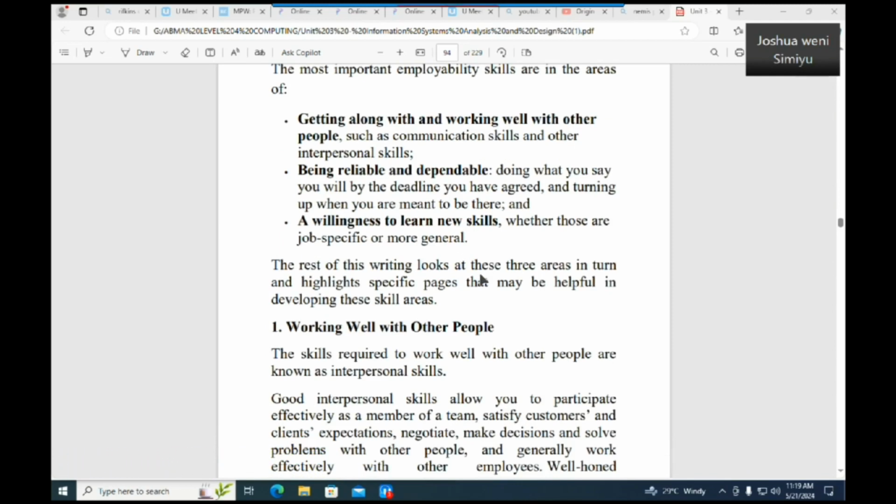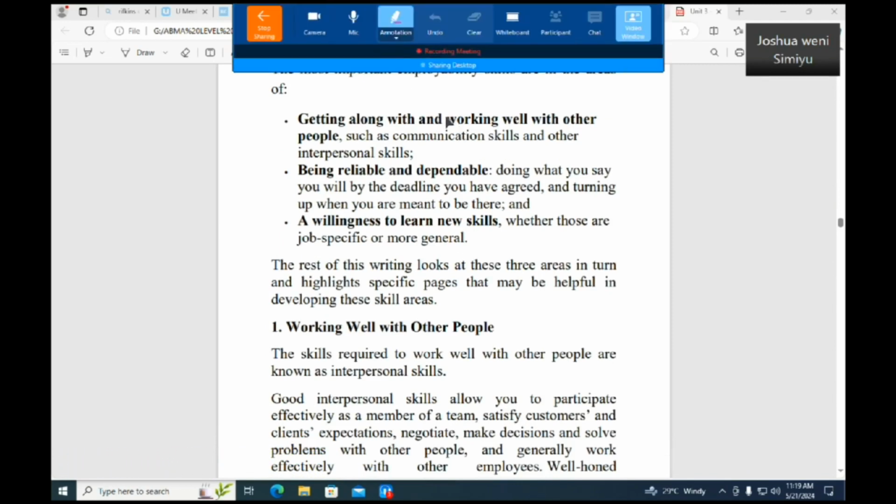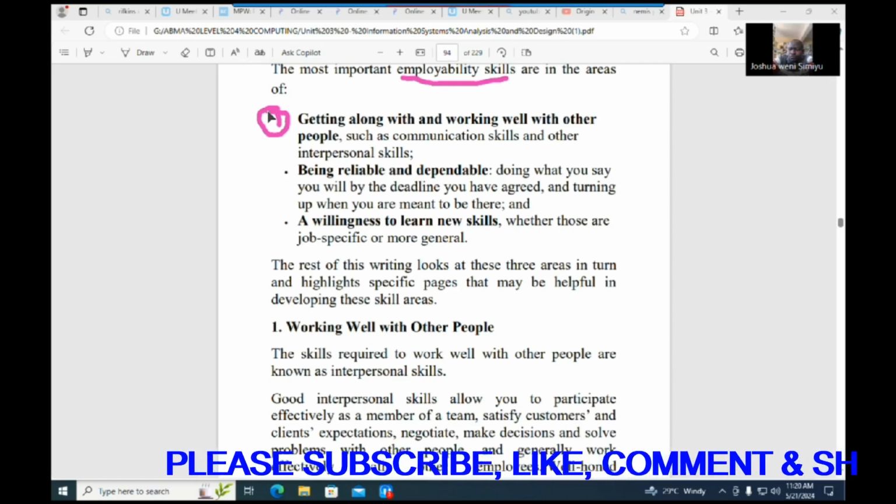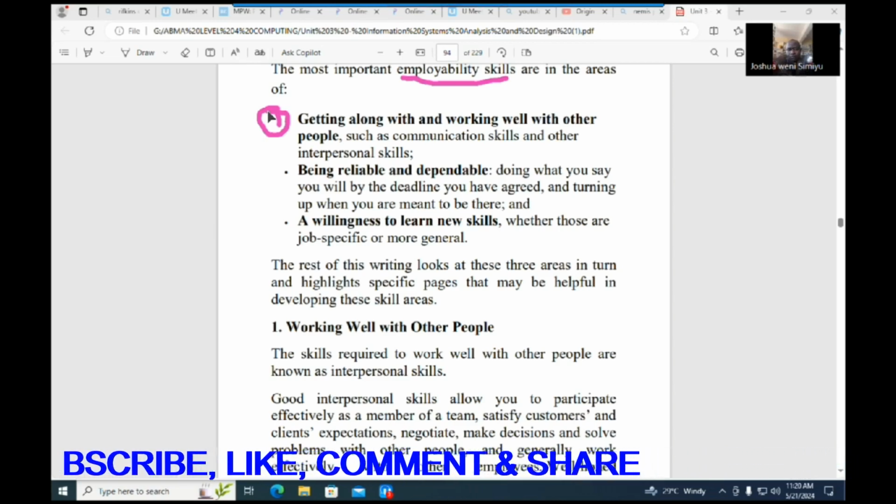Now, the most essential employability skills or functional skills are found in three areas. The first area is making sure that you are getting along with and working well with other people. Skills that fall in this area include communication skills and other interpersonal skills that are going to contribute to making a conducive environment for collaborating with other people.